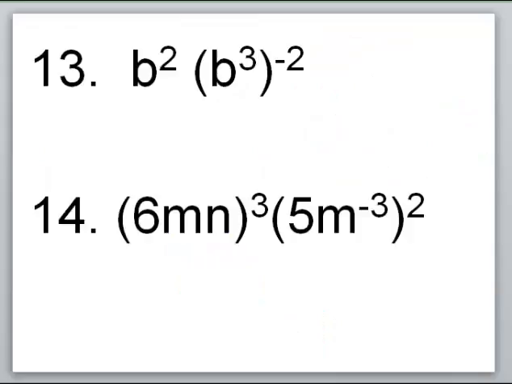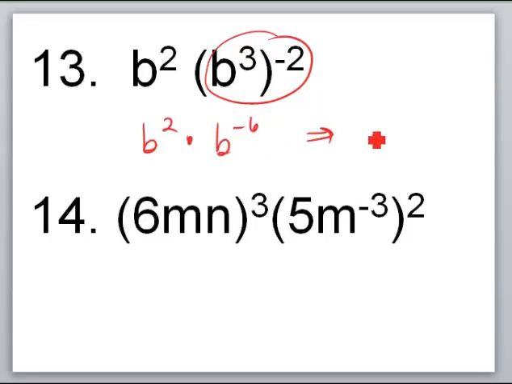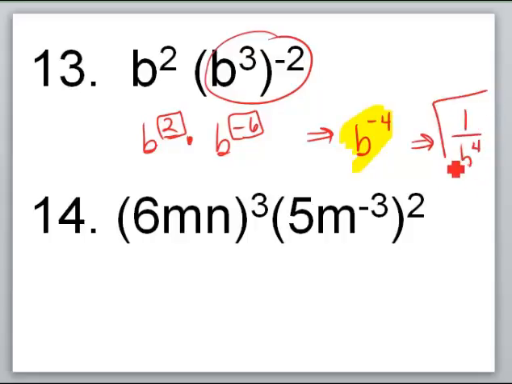Next problem, we have some parentheses here. This is the part that's in parentheses, so I've got b squared times b to the 3 times negative 2 is negative 6. Now I have the same base, so I keep my base and I add those together. So 2 plus negative 6 is negative 4. Highlighting this because it's not happy, there are no negative exponents in our answers, so we'll move this to the bottom of the fraction and we'll put a 1 on top.